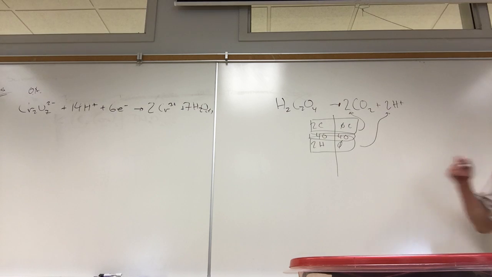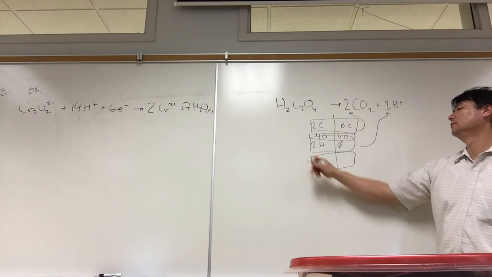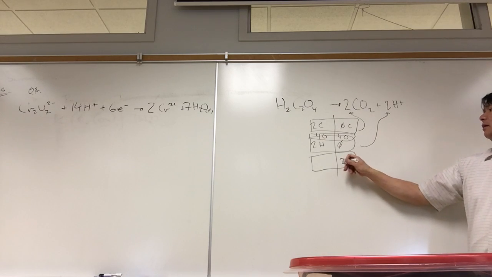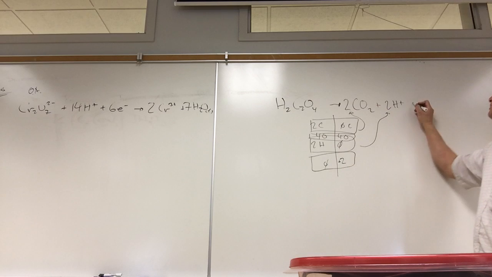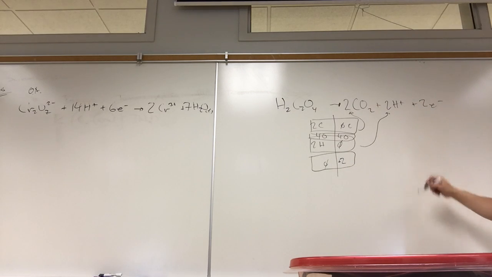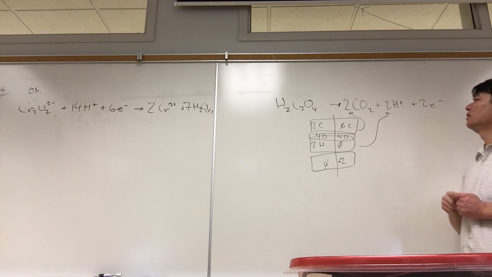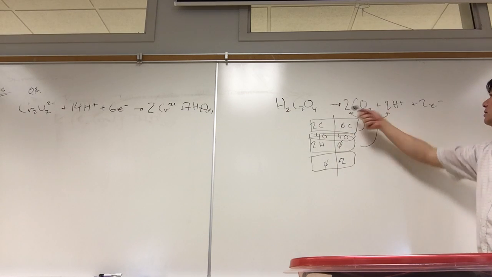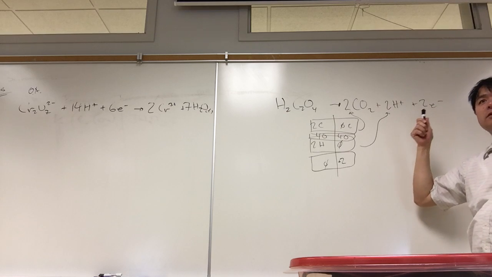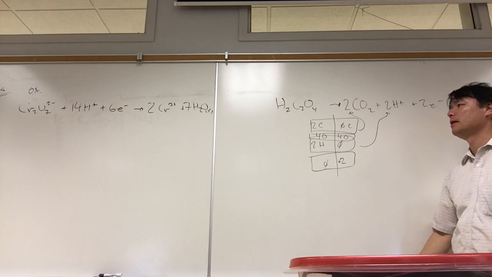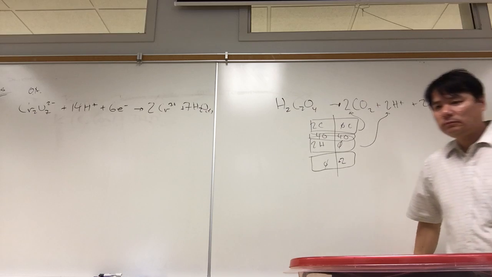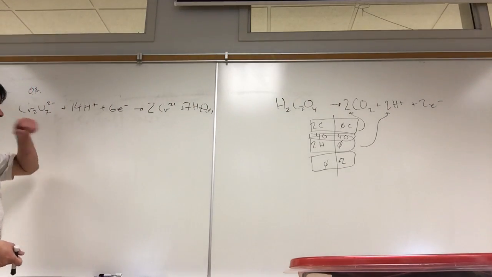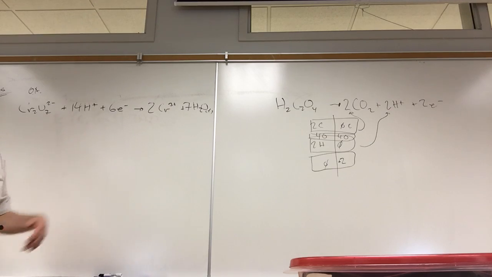All right, then what? Charge. And so that's it. And then we just double check: 2 hydrogens, 2 hydrogens, 2 carbons, 2 carbons, 4 oxygens, 4 oxygens, 0, and then plus 2 minus 2, 0. So it's balanced. And then what? We just add them up, right? Except there's a problem. We have to change it again.